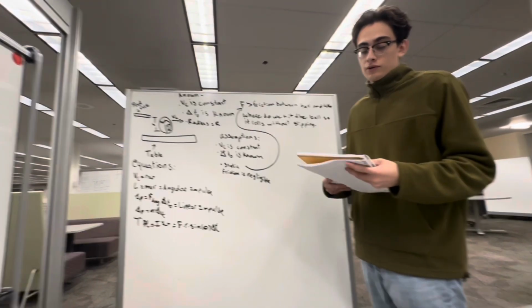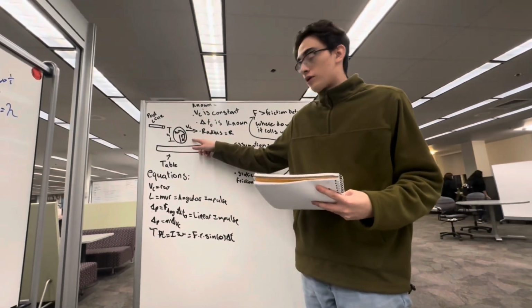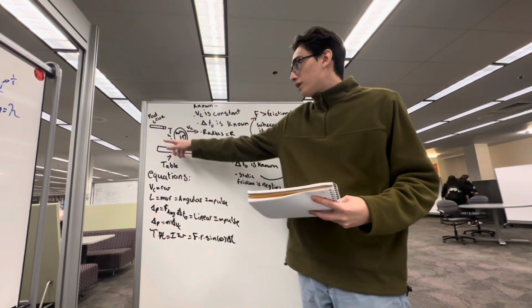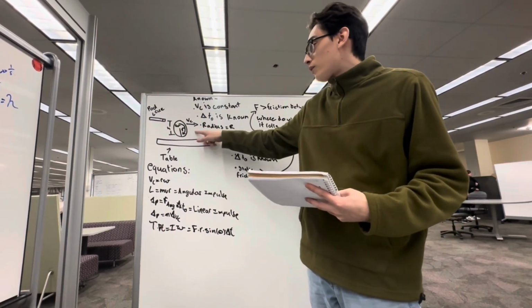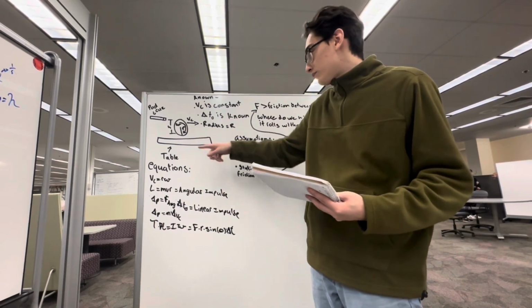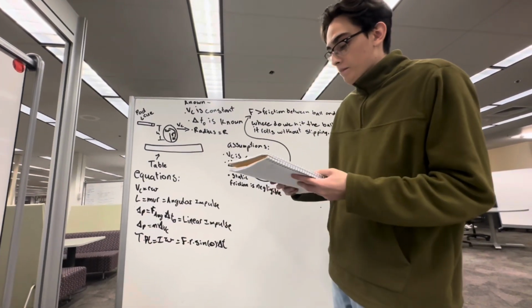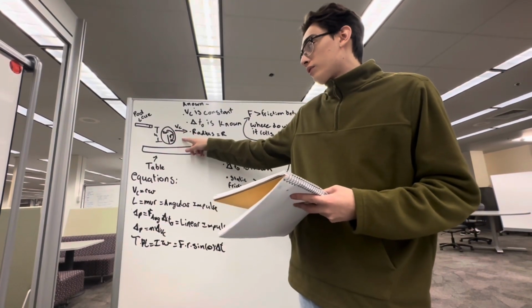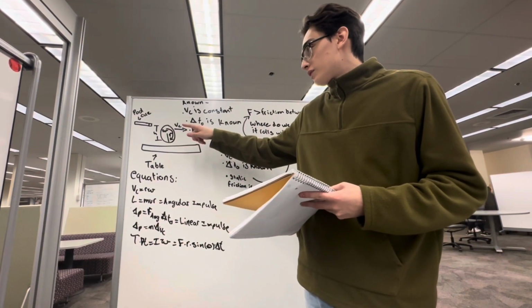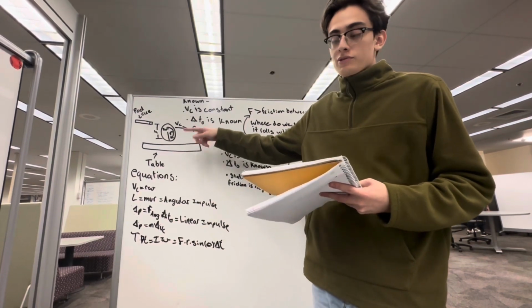Alright, for case one, we have a pool ball on a pool table and we're hitting it with a pool cue. The pool cue is hitting the ball parallel to the pool table. We need to figure out how fast the ball will roll and where we should hit the pool ball so it moves without slipping.